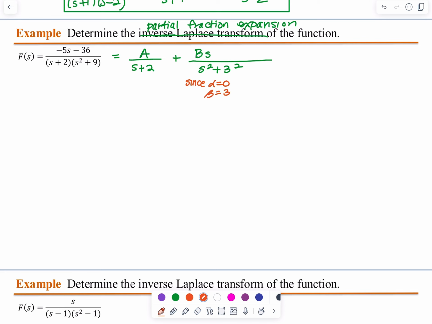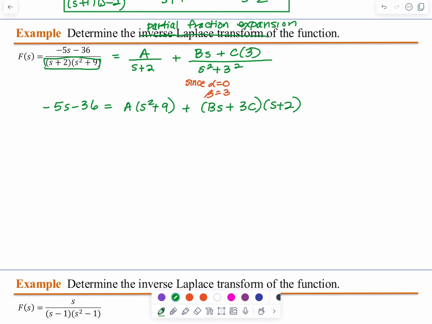We want to have 3 times c. Oops, let me do that in green. We'll go ahead and write it that way. Okay, so now what do we have? We'll have negative 5s minus 36, multiplying every term by that product of those factors. So we will have a multiplied by s squared plus 9 plus bs plus 3c multiplied by s plus 2.